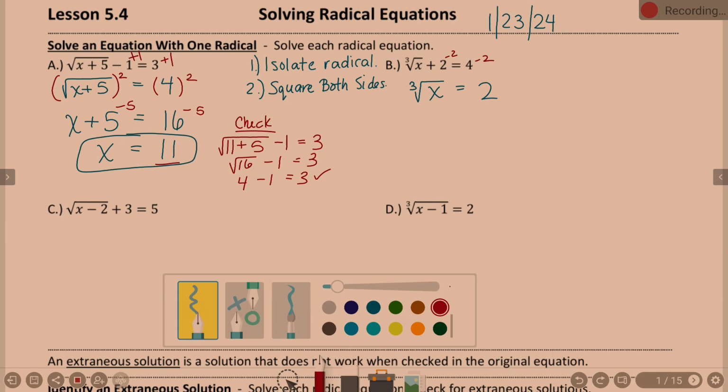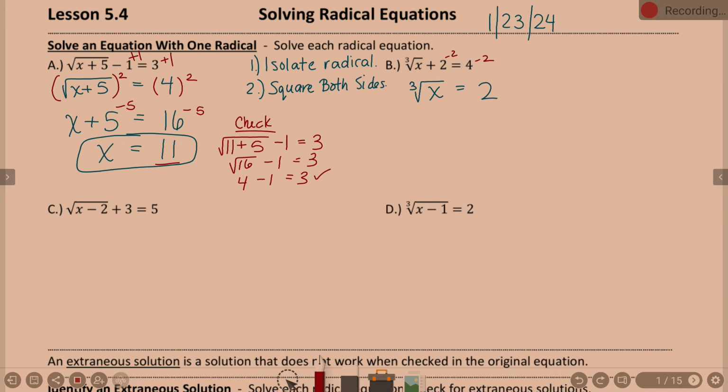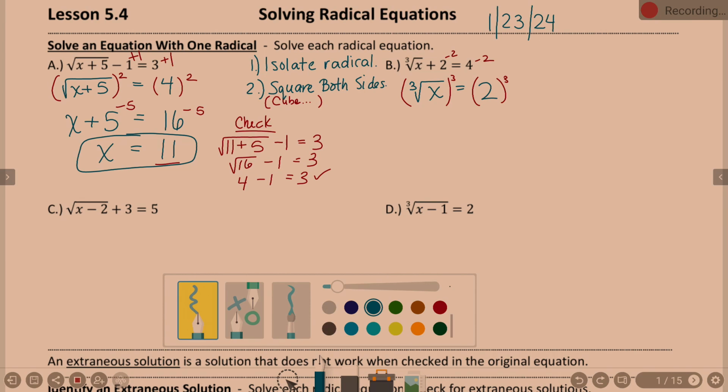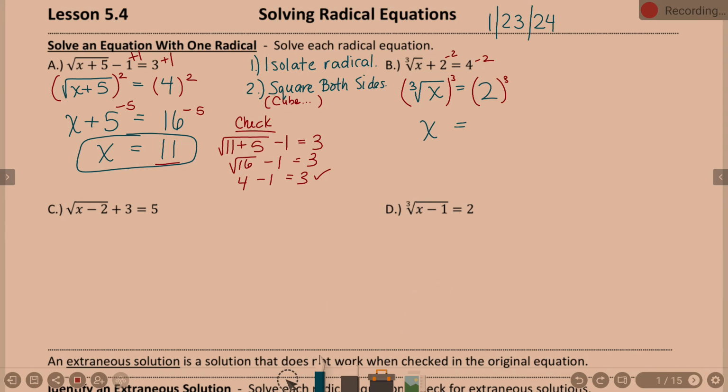This isn't a square root, so we're not going to square both sides. This is a cube root, so we're going to cube both sides. When I said square earlier, keep in mind that could be cube, that could be whatever it needs to be. What do you think happens when you cube the cube root? They're going to cancel, and you're going to get whatever's under that radical. In this case, it's just an x.